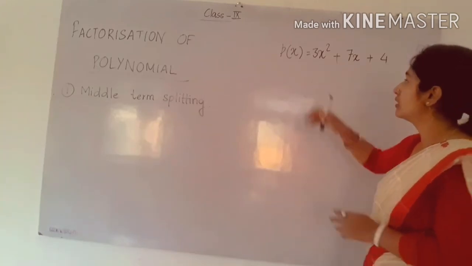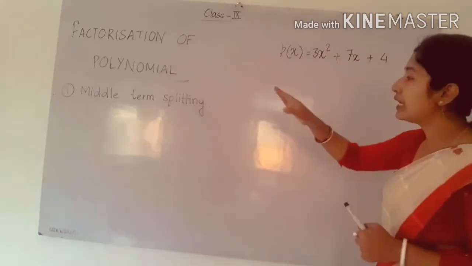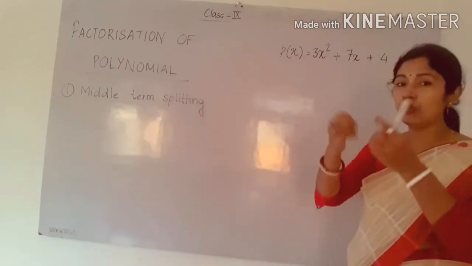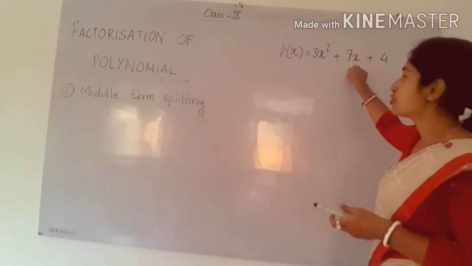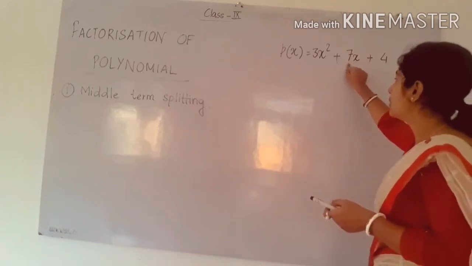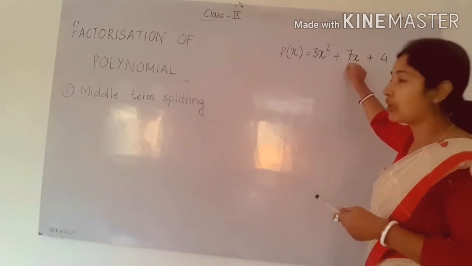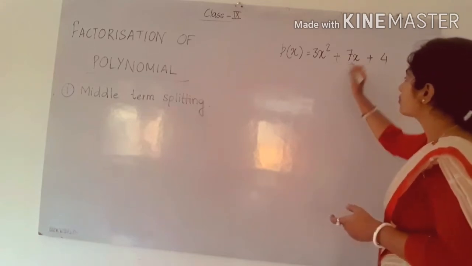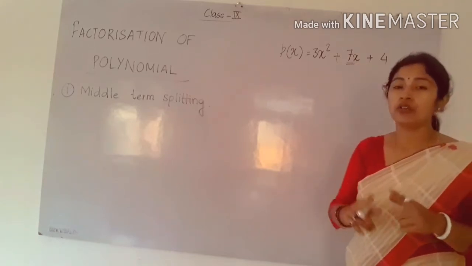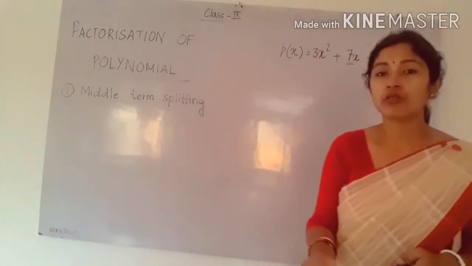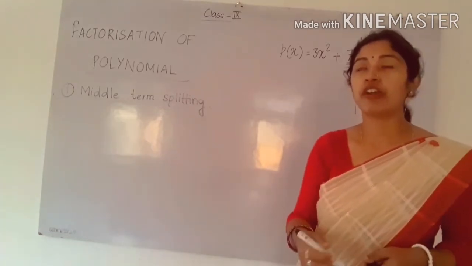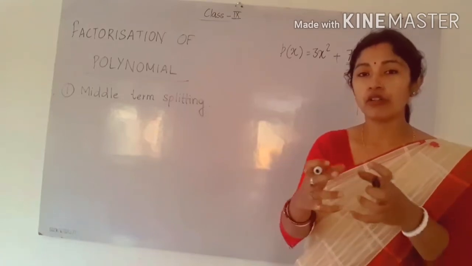So how to do it? See, here middle term splitting. Splitting means you have to break it, and middle term means exactly the middle term. So what is in the middle term? In the middle term it is given as 7. So you have to split 7 into 2 parts. We can write 7 as 6 plus 1. We can also write 3 plus 4. We can write 5 plus 2. So by that also we can split.